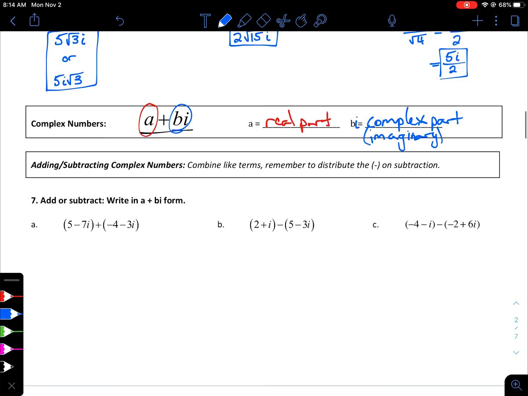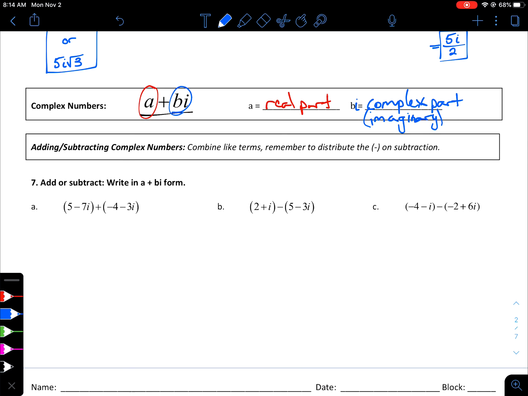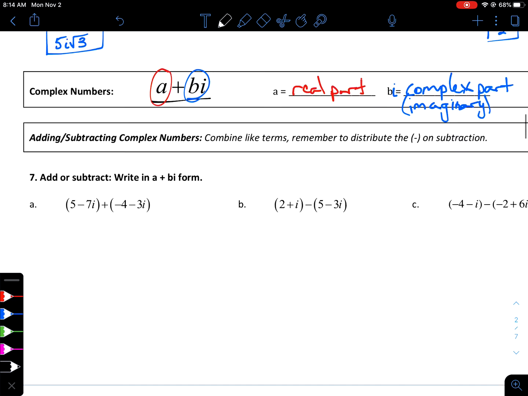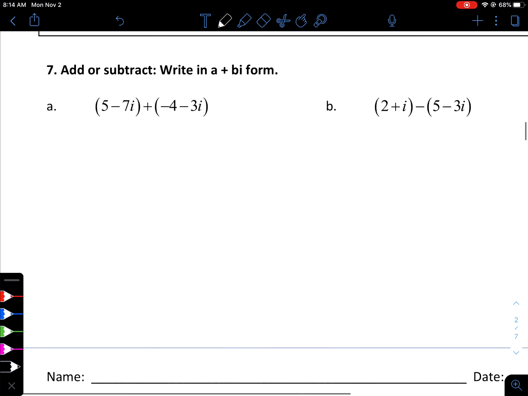So let's talk about our first 2 operations. Let's talk about addition and subtraction. So when you are adding or subtracting complex numbers, it really is going to come down to combining like terms. Just remember to distribute the minus sign if it's a subtraction problem. All right, so this first one, I'm going to kind of show you what's going on. There's a lot of steps in this first one that we'll skip in the following problems, but I want to make sure it kind of makes sense what you're doing.